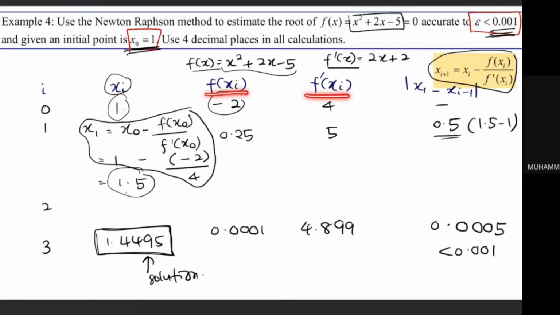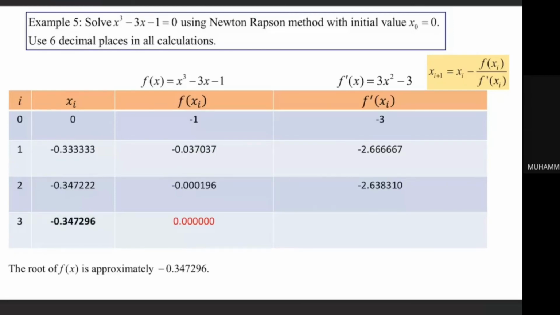Okay, so remember for the Newton Raphson method, you will use just one initial guess. Then you find fx and also f prime x. You substitute the initial point into fx and f prime x. And then to find the next point, you will use this formula. Okay, for example 2, if the error tolerance is not given, then you stop the iteration when fx equals 0.